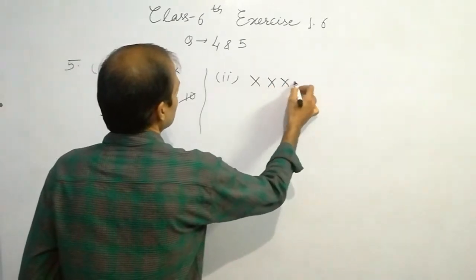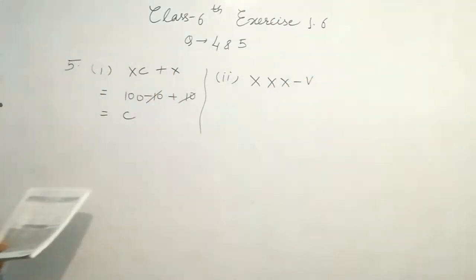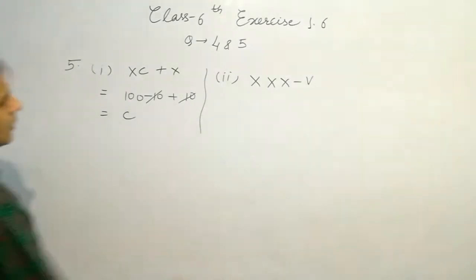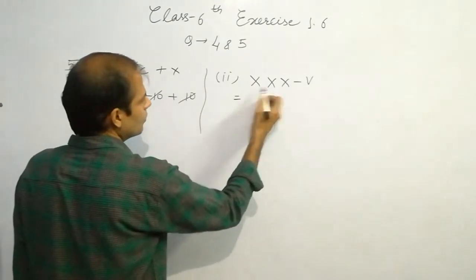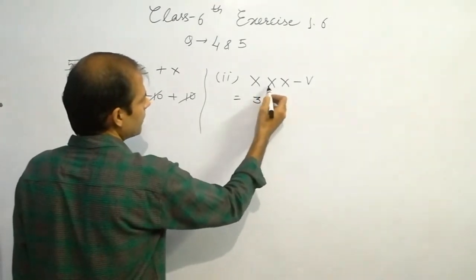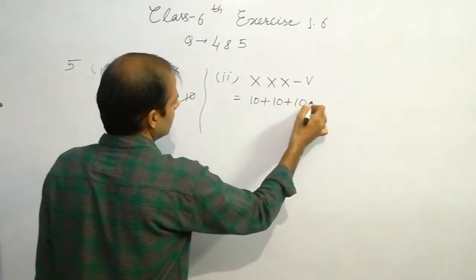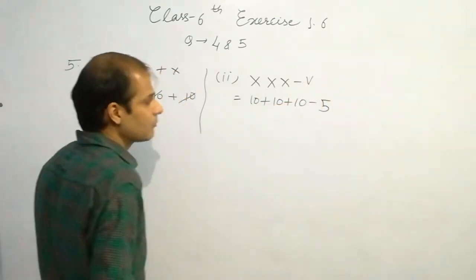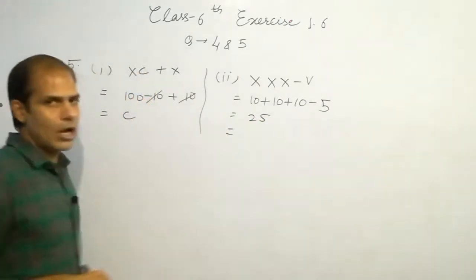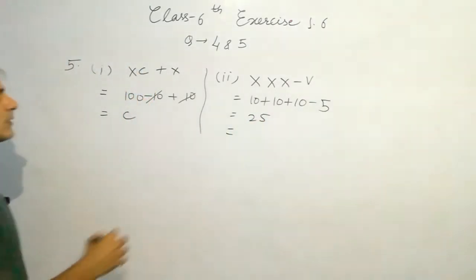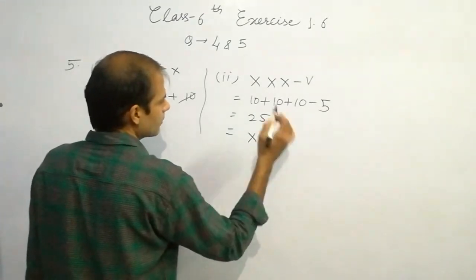Correct? Triple X minus V. Now convert this into Hindu Arabic. So triple X means 10 plus 10 plus 10, minus 5. And it is 30 minus 5, 25. So again convert 25 into Roman numerals. 25 means 10 plus 10 plus 5.